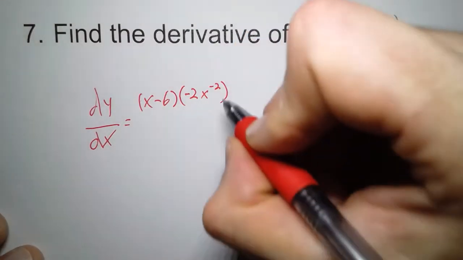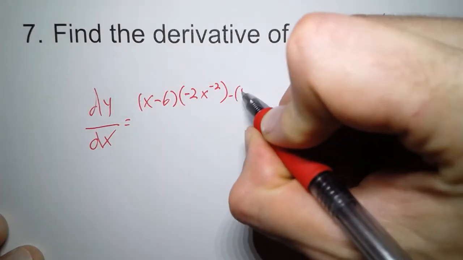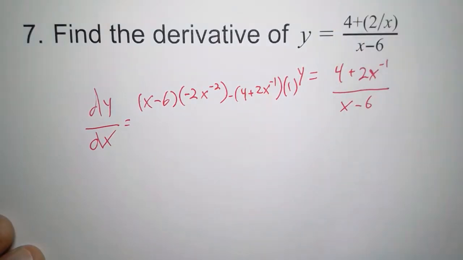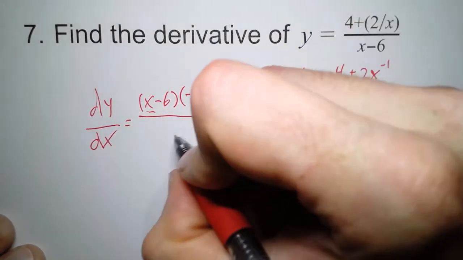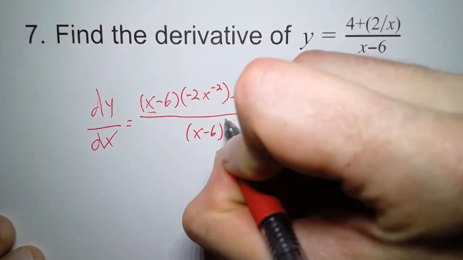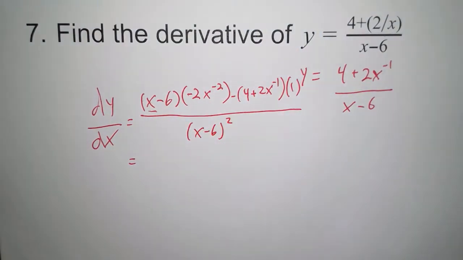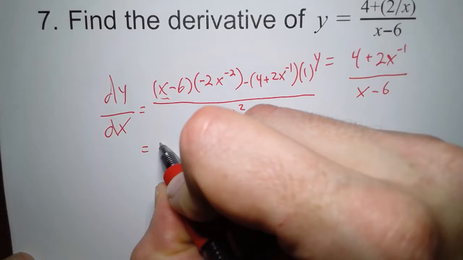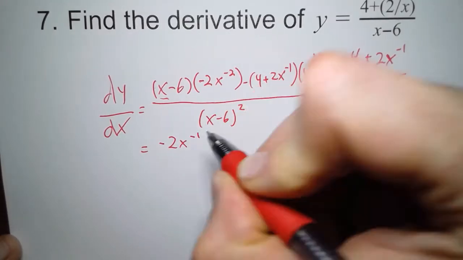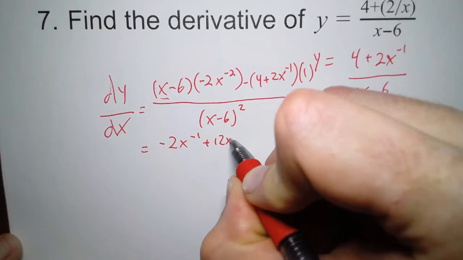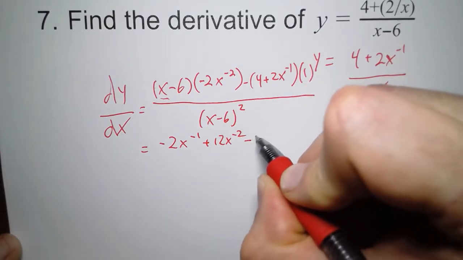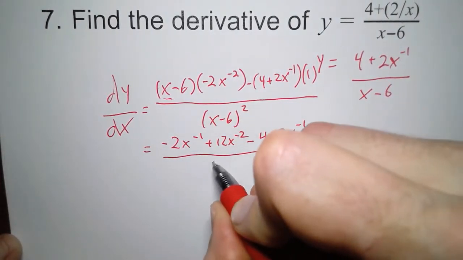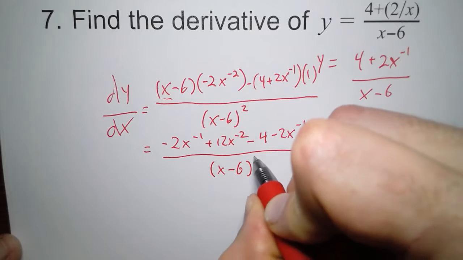And then we have minus high d low. So 4 plus 2x to the negative 1 times 1 all over x minus 6 squared. So now we expand the top. So we have negative 2x to the negative 1 plus 12x to the negative 2 minus 4 minus 2x to the negative 1 all over x minus 6 squared.